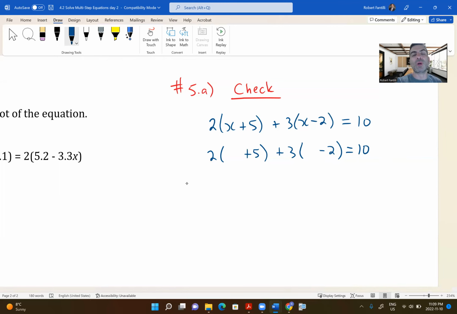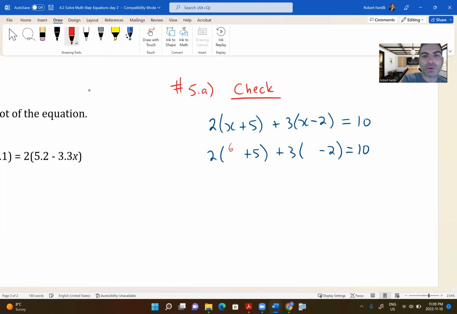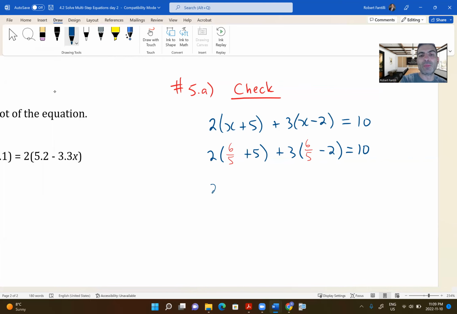So I wrote the original question. Whenever you're doing a check, write the original question down. And now I have to sub in. And the answer was 6 over 5. So I'm actually going to sub in 6 over 5 wherever there's an x to see if that makes the equation true. Okay. So let me start doing some math in the brackets.